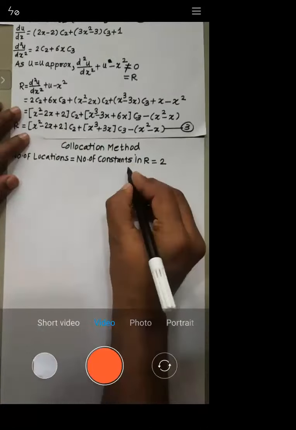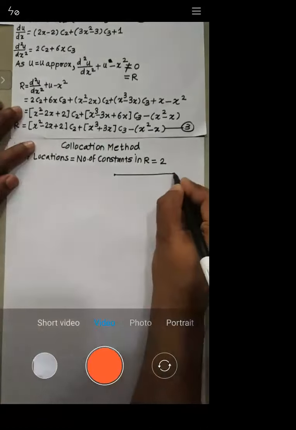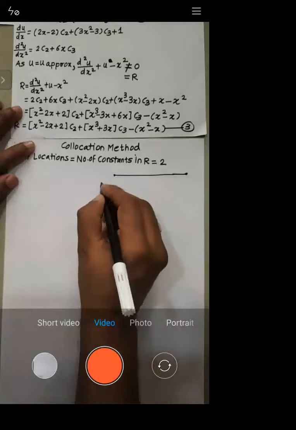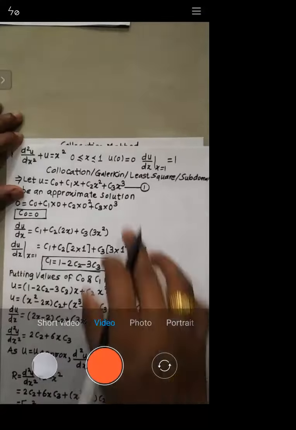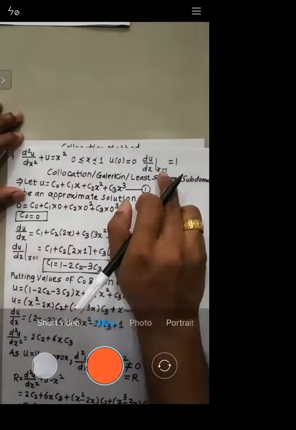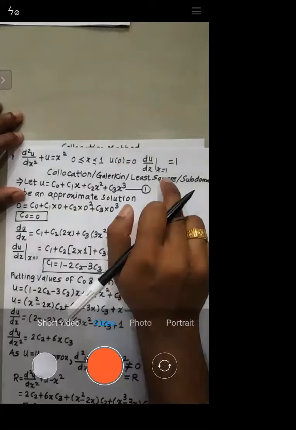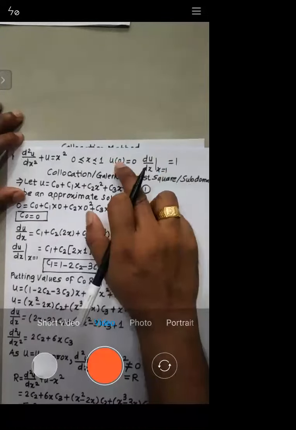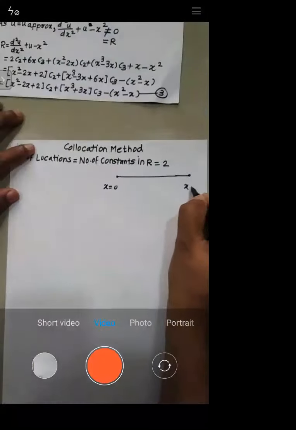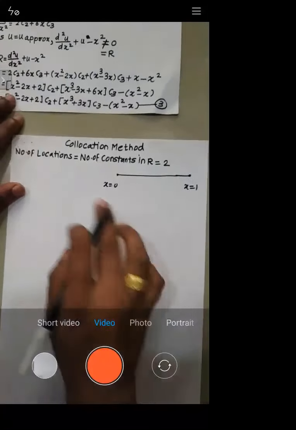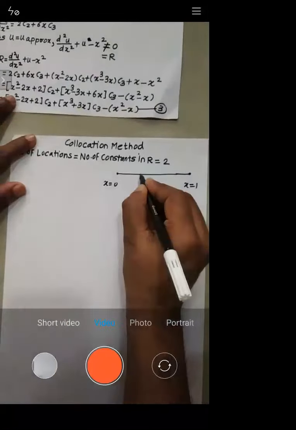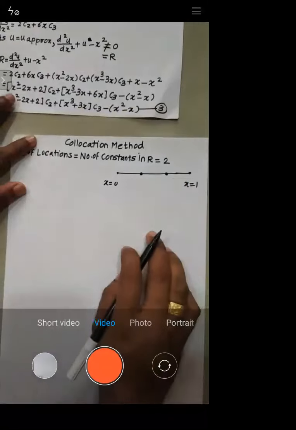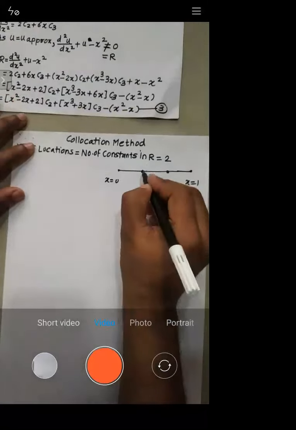See, this is your domain. Here x is 0, and here x is 1. This problem is not taken as per my requirement. What is your domain? It is 0 to 1. Your minimum value of x is 0 and your maximum value of x is 1. Now you need to take how many locations? 2 locations. When you take 2 locations, how many parts do you get? 3.